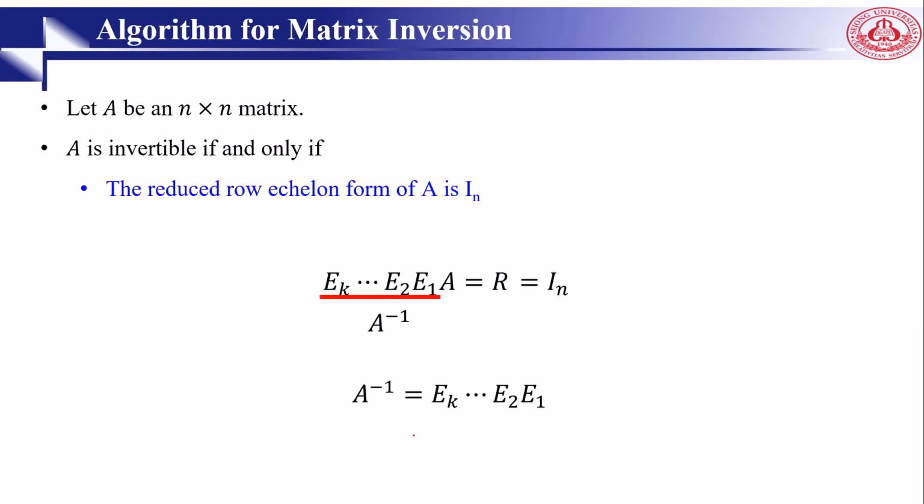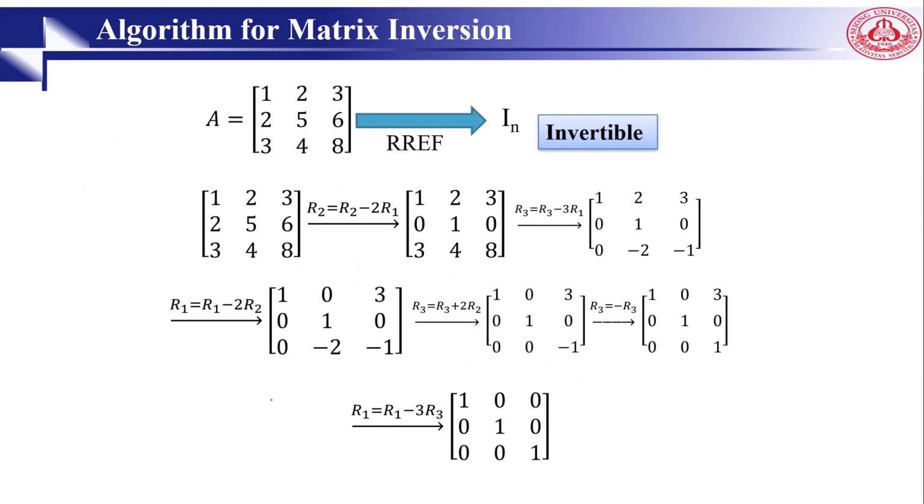So let's find an algorithm which helps us always find the inverse of a matrix. If we have a square matrix A, we know that A is invertible if and only if the reduced echelon form of our matrix is the identity matrix. To do so, we may need to use some elementary matrices like E1, E2, up to Ek, right? Their product gives the row echelon form, which is equal to our identity matrix. Then the inverse is equal to some product of those elementary matrices.